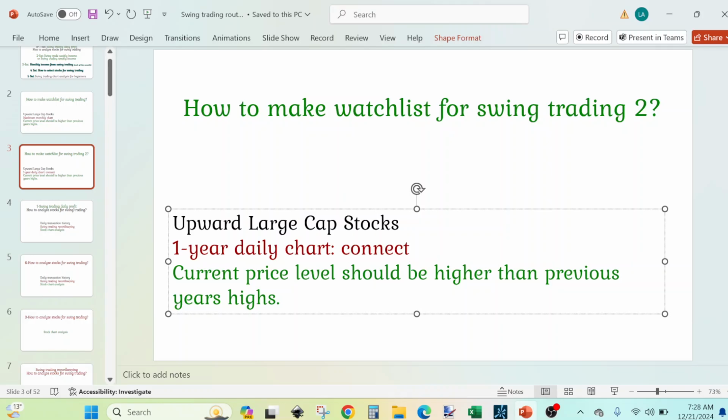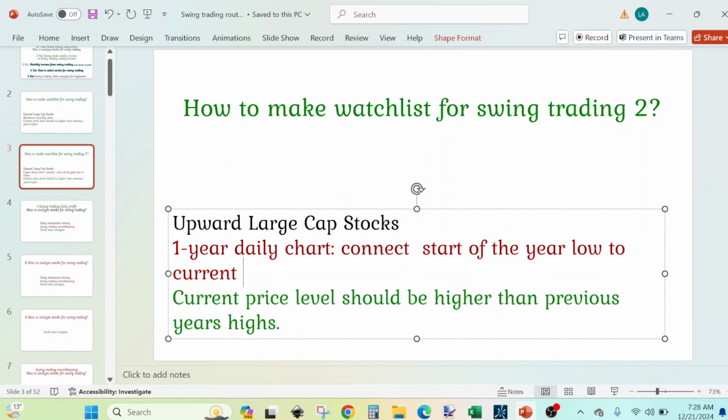Connects start of the year low to current price. Discredit if it is now an uptrend line. Okay, discredit.